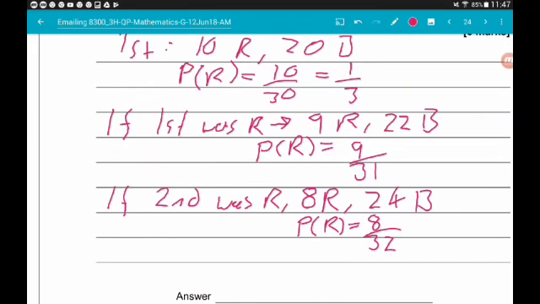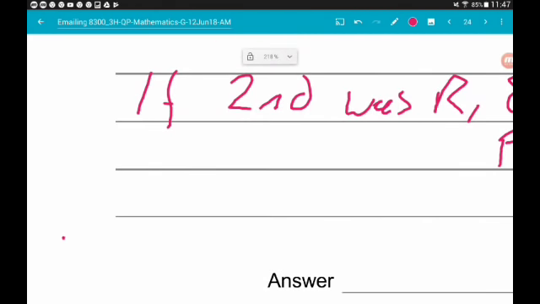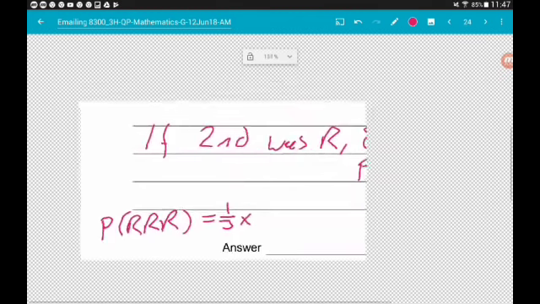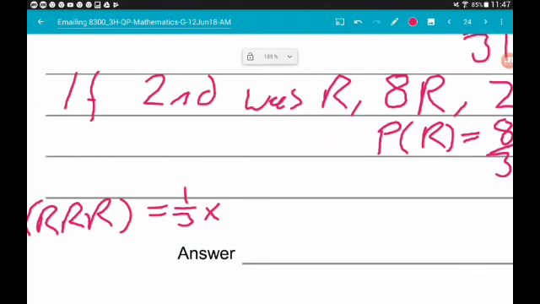If we picked a red on the first try and then a red on the second try, we want the probability of getting a red, then a red, then a red. So to do that, we multiply each of the separate probabilities together. So we got 1/3 times 9 out of 31 times 1/4.